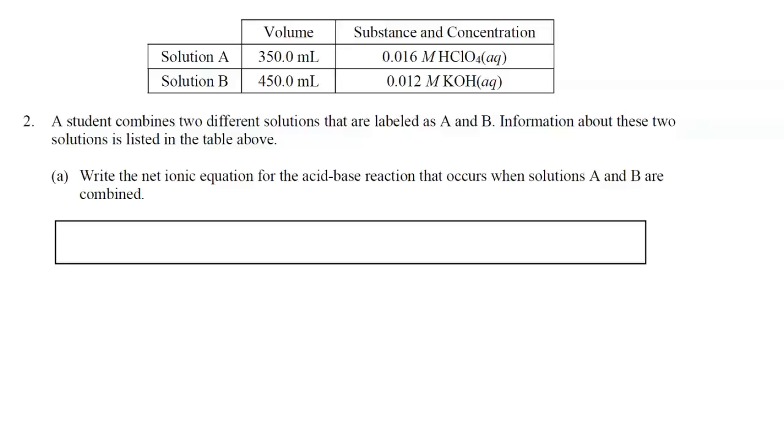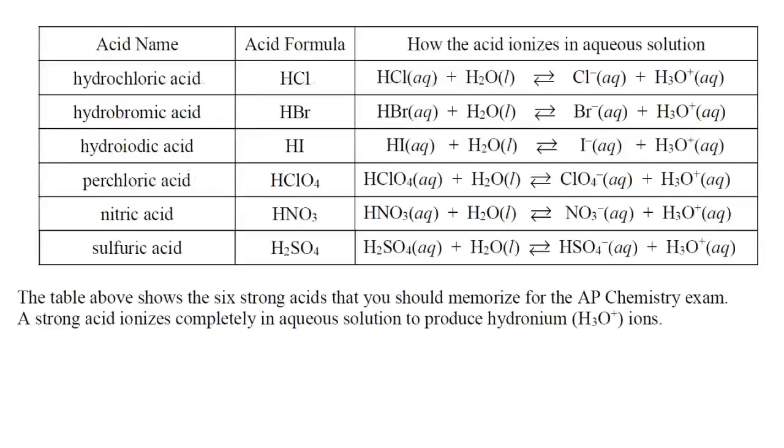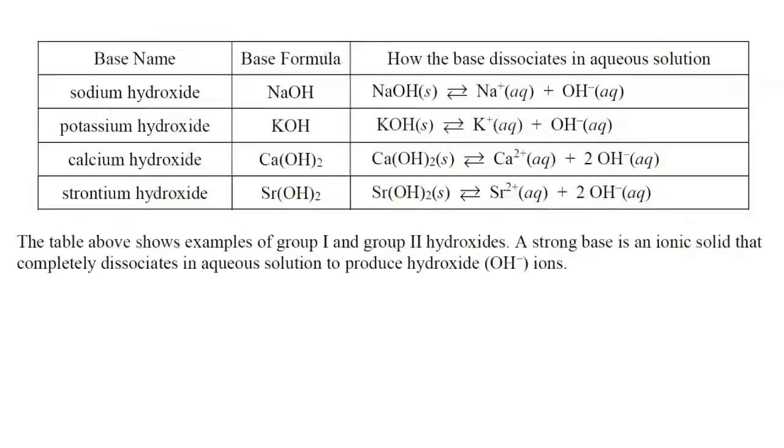Part A, write the net ionic equation for the acid-base reaction that occurs when solutions A and B are combined. Now, there is a list of the 6 strong acids that AP Chemistry students should memorize for the AP Chemistry exam, and perchloric acid, or HClO4, is one of the 6 strong acids on that list. As far as strong bases are concerned, in general, strong bases are metal hydroxides, where the metal is an element located in either group 1 or group 2 on the periodic table. And since potassium is located in group 1, potassium hydroxide is classified as a strong base.